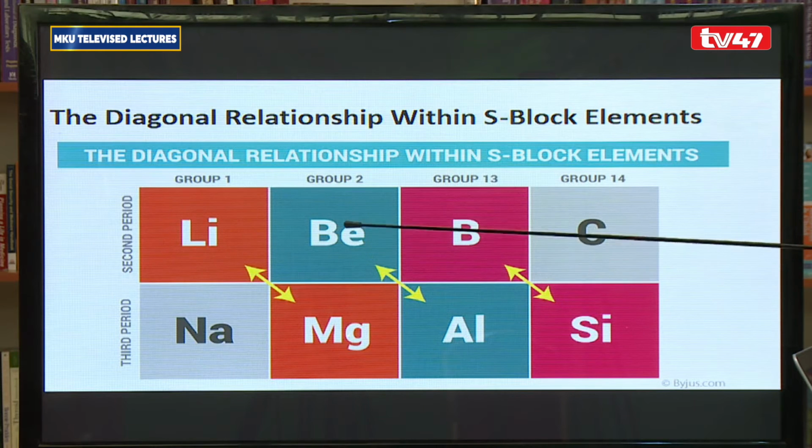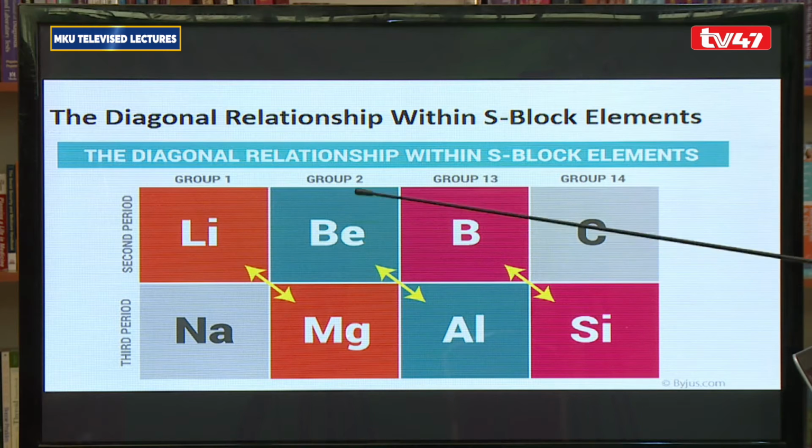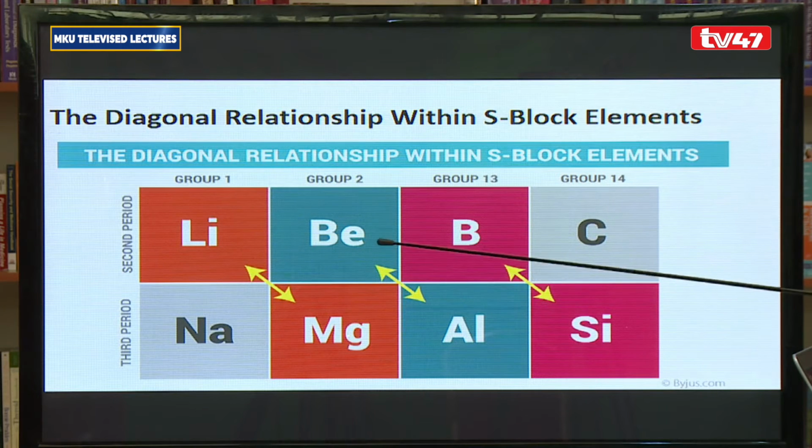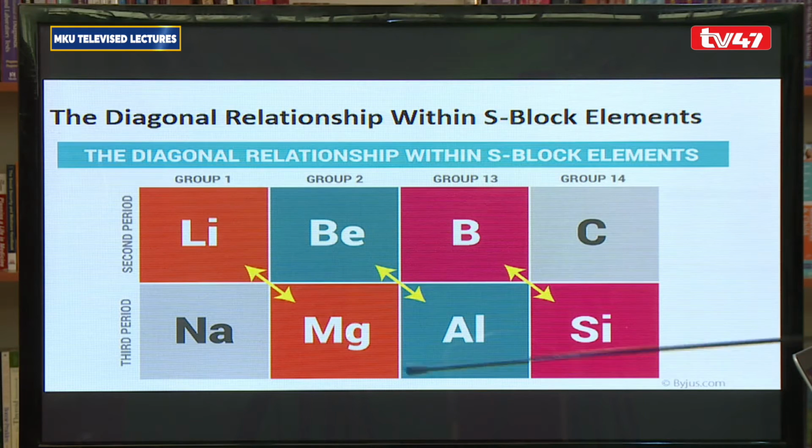The same case is observed with beryllium. So you'll find that beryllium shows a lot of similarities with aluminium. For instance, the oxide of beryllium, beryllium oxide, is amphoteric. That is, it can react with both acid and base. At the same time, aluminium oxide is also amphoteric. On the other hand, if you look at the other group members like magnesium and calcium, their oxides are purely basic.